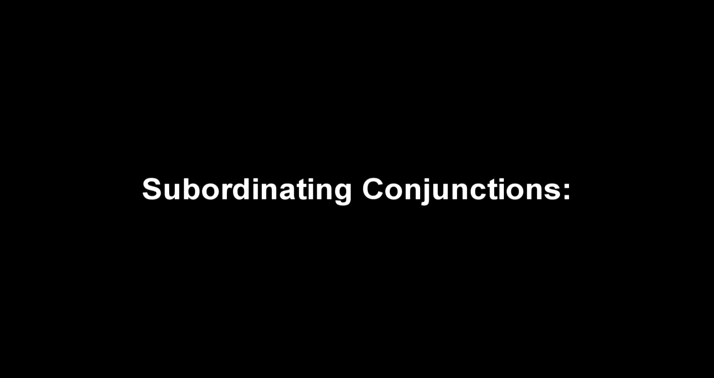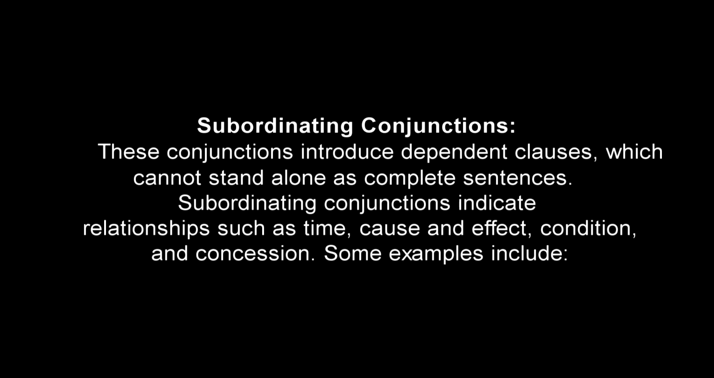Subordinating conjunctions. These conjunctions introduce dependent clauses, which cannot stand alone as complete sentences. Subordinating conjunctions indicate relationships such as time, cause and effect, condition, and concession. Some examples include after, although, because, if, since, unless, while.